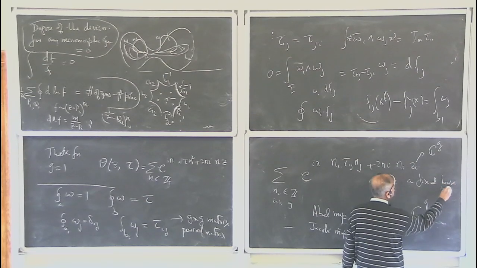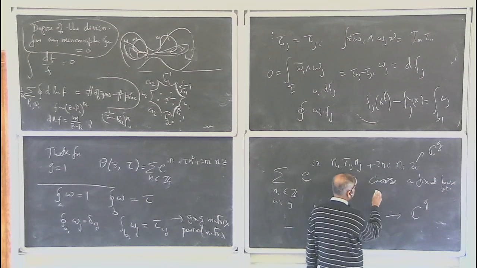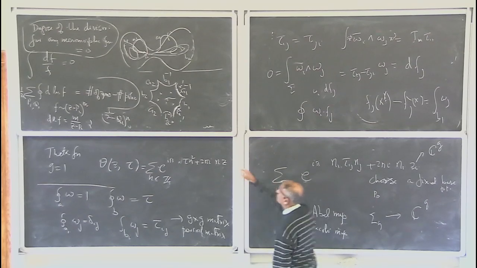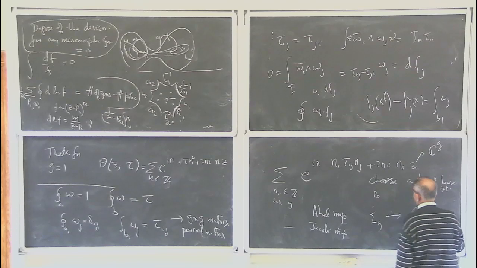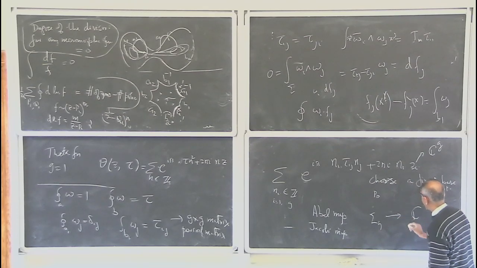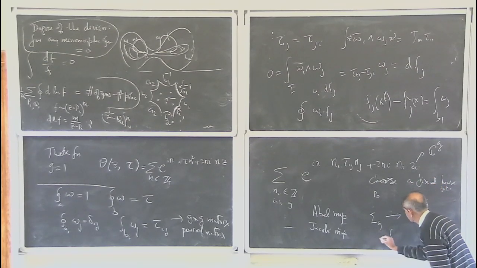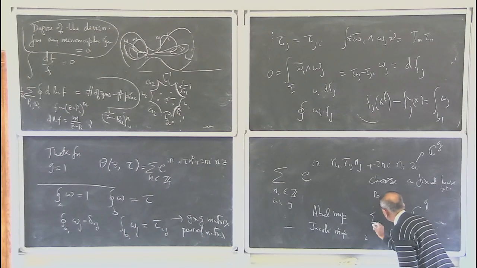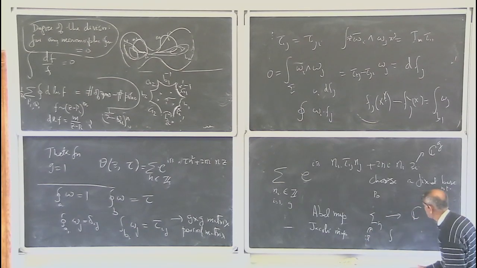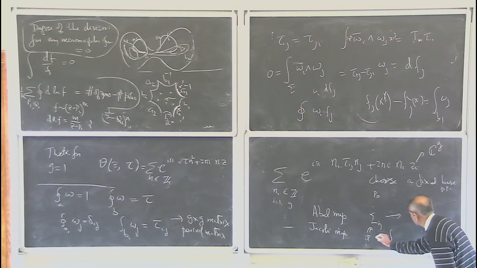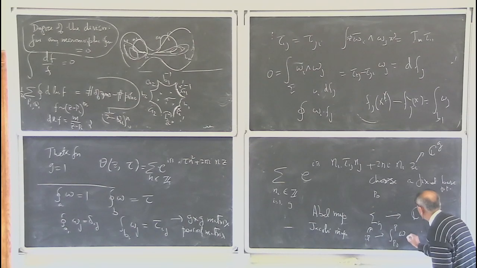Base point, let's call it P naught. As I said, this need not be that vertex; it could be any base point. And then define this map: a point P belonging to sigma g is mapped to the integral from P naught to P of omega I.